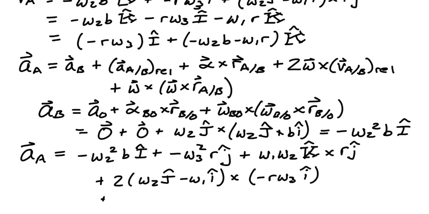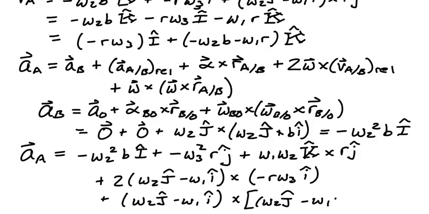I'm going to add to that, in this case, that's my Coriolis term, so I need to add now my triple product, which is going to be the omega. So omega 2 in the capital J minus omega 1 in the little I, cross with quantity omega 2 in the capital J minus omega 1 in the little I, cross with r, which is r and a little j. Let me add some more space here to my notes so I can expand everything out.